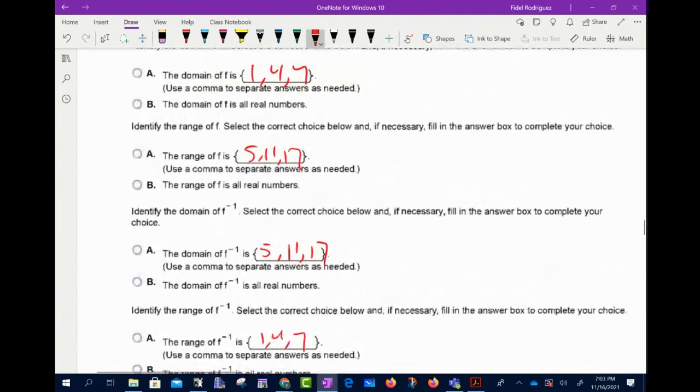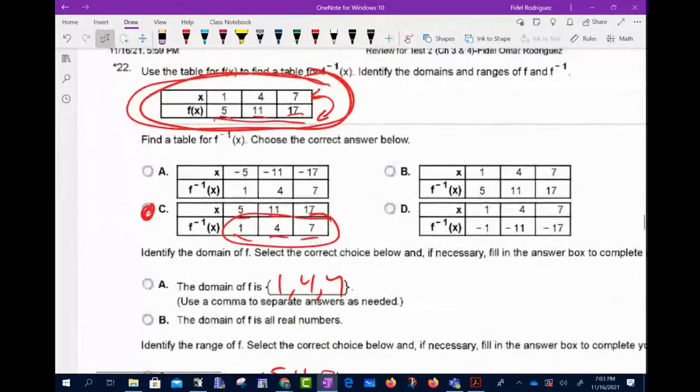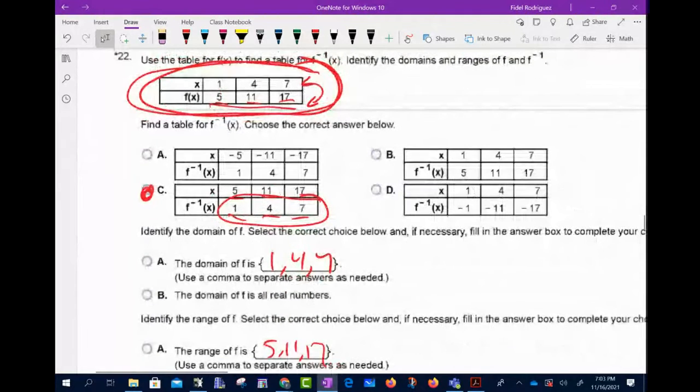Does that make sense on what I did? Claudia, are you okay with how I chose choice C? Okay.